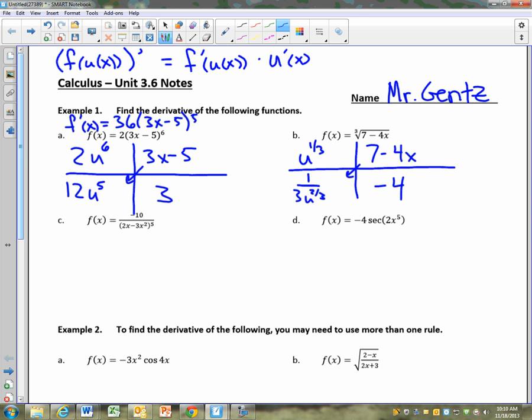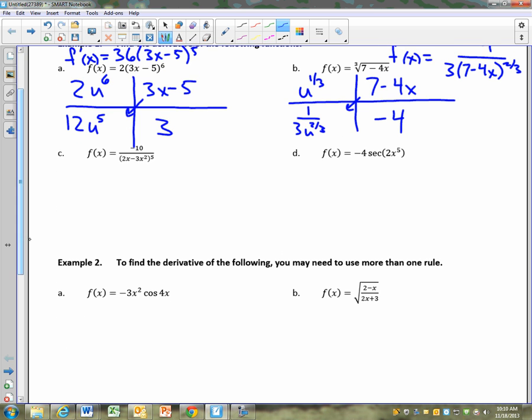So you end up with f prime of x is equal to -4 on top, and on bottom you have 3 times (7 minus 4x) to the 2/3 power. That's it. So you can see the derivative, these end up happening pretty quickly and easily.